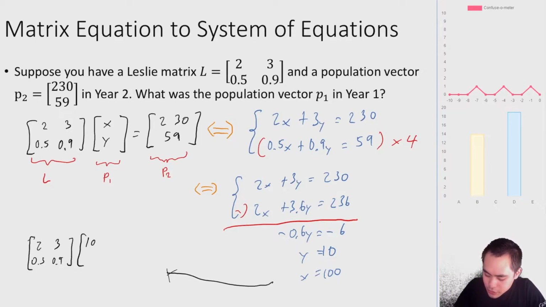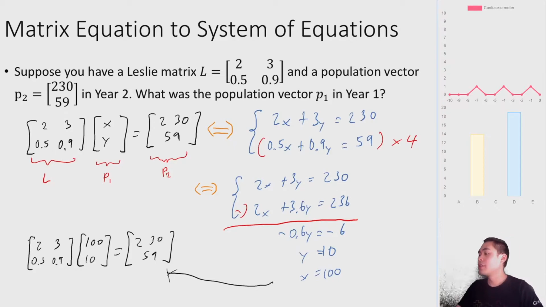And so let's see, this is 100, and this here is 10, which we already know, and this is equal to 230, 59, which you can double check. Because you can write this as a system of equations, and we know how to solve systems of simultaneous equations, we can therefore back solve for the value of the population in year 1.